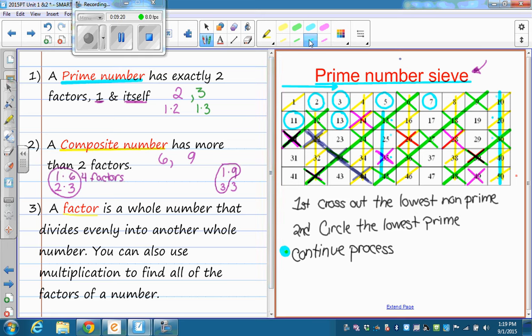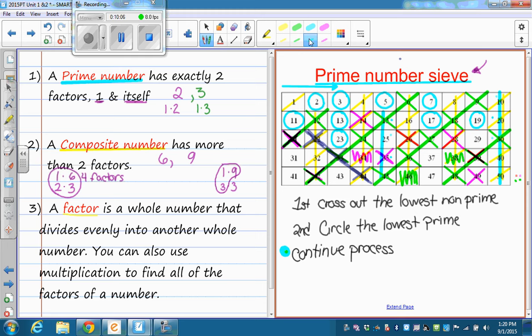So guess what, the next uncircled number is prime. 17 plus 17 would be 34, so we can cross out 34, and if we add another 17, we're off the chart. So the next uncircled number is prime. 19 plus 19 is 38. And another 19, we're off the chart. So the next uncircled number, 23, is prime. And 23 plus 23 is 46. We'll cross that out, and then we're off the chart.